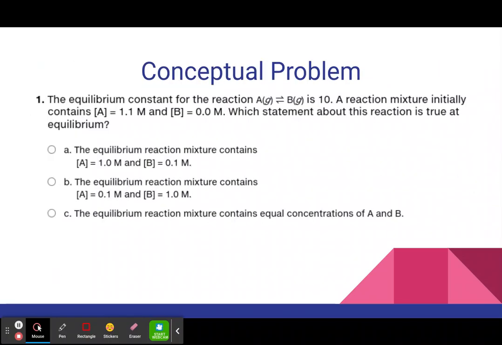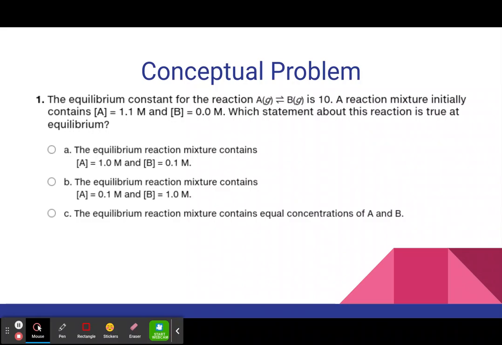Let's talk about this conceptual problem, which is evaluating the significance of K. It says the equilibrium constant for the reaction A in equilibrium with B is 10. A reaction mixture initially contains A at a concentration of 1.1 molar and B at 0 molar. Which statement is true about the equilibrium? So we have 3 cases with our equilibrium constant. Case 1 was when K is much, much less than 1. We said that the reverse reaction is favored, so the forward reaction proceeds very little.